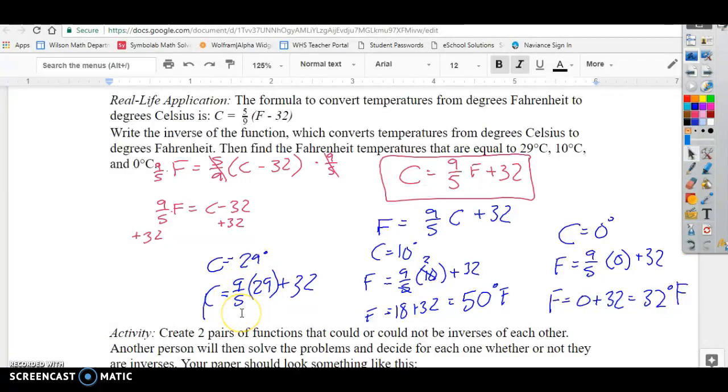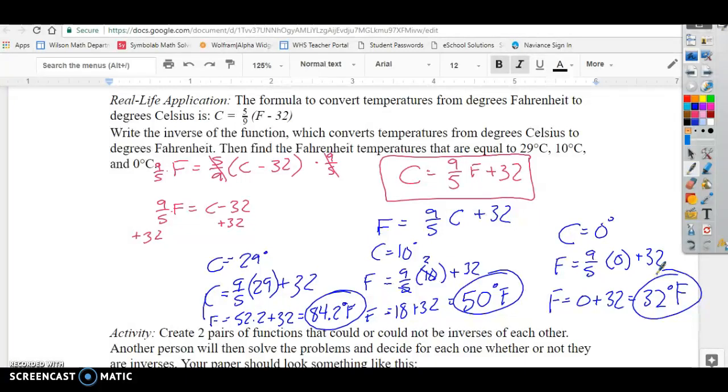As for the other one here, now I'm going to need a calculator because 29 is not divisible by 5, so this would be a nice long decimal. When I take 29 divided by 5, I get 5.8. Then I'm going to multiply by the top, which is 9. So this will be approximately 52.2. Then I'll add that 32 on there, so I'm looking at a temperature of 84.2 degrees Fahrenheit. So there are my 3 temps that I get when I convert Celsius back to Fahrenheit.